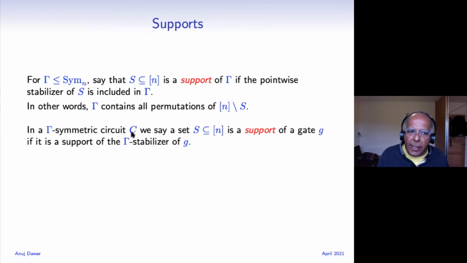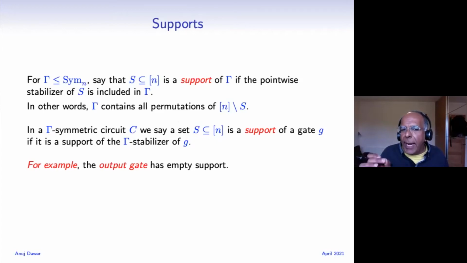And in a gamma symmetric circuit, we say that a set S is a support of a gate G if the stabilizer of the gate has support S. In other words, once you fix all the elements of S, all permutations, all automorphisms of the circuit in gamma also fix the gate G. Okay? That's what we call the support of a gate.